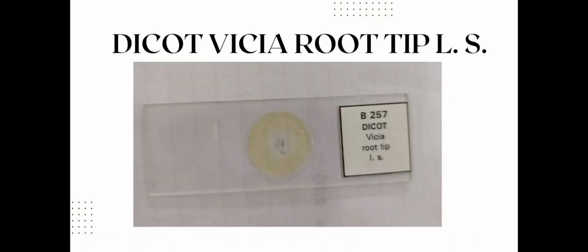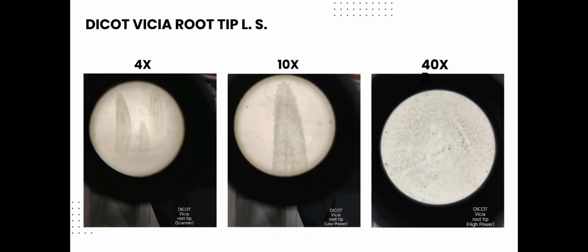Cropped root tip. Under scanner, we can view the entire cone-shaped tip, including its protective root cap. Under low power, individual cells start to appear as tiny dots arranged in rows, especially near the root cap. And lastly, under high power, the cells look rectangular and compact. Some are undergoing mitosis, which is why the root tip is called the meristematic region where continuous growth happens.